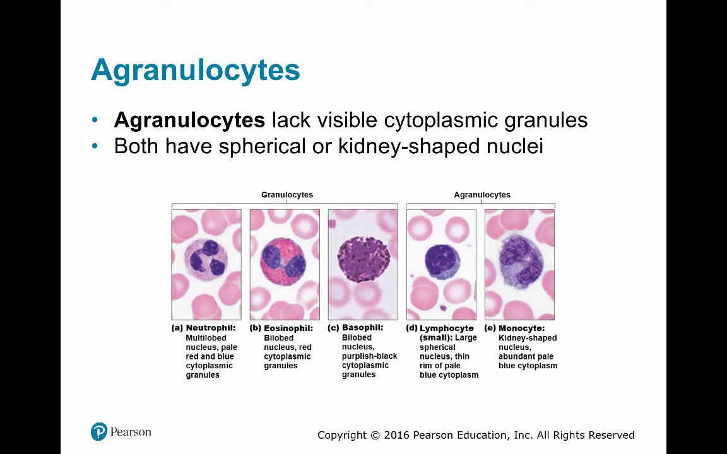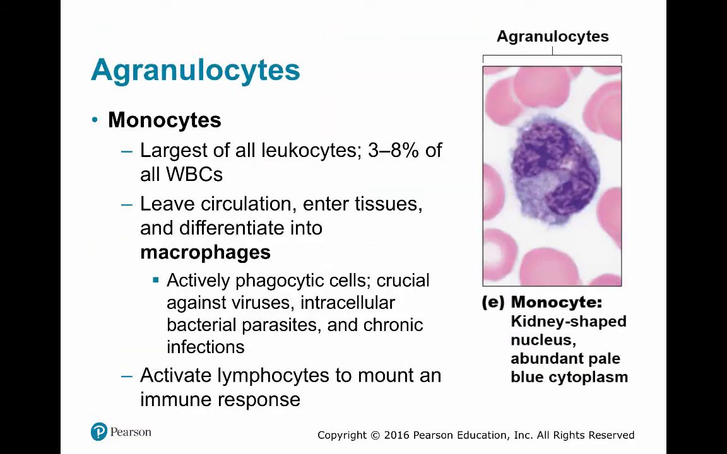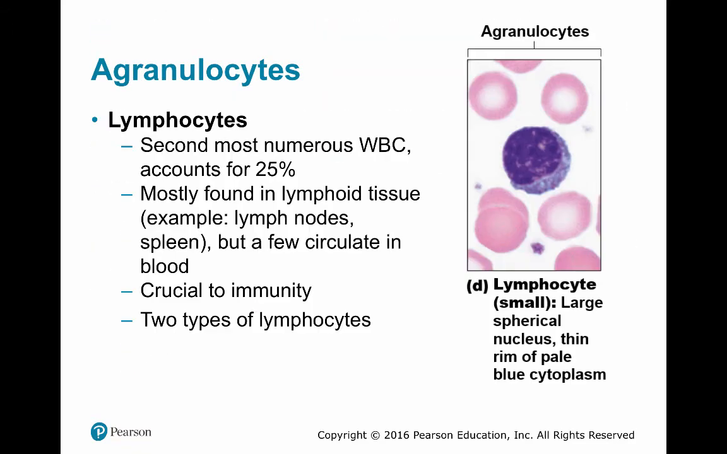So the agranulocytes, essentially, they're both spherical in nature on the outside, and the nucleus is either going to be spherical or this kidney shape, right? And they lack visible cytoplasmic granules. It doesn't mean they don't contain them, they just don't stain.